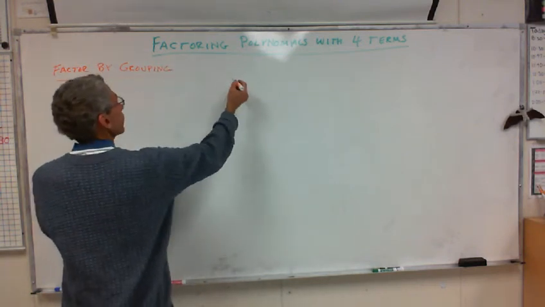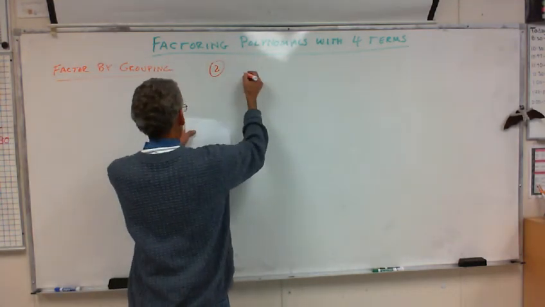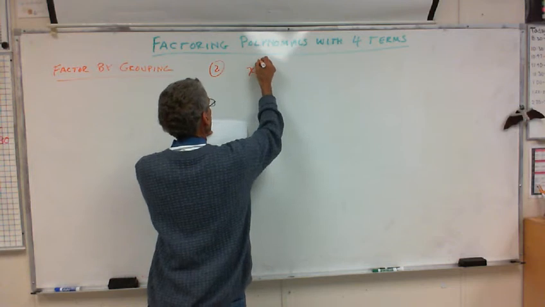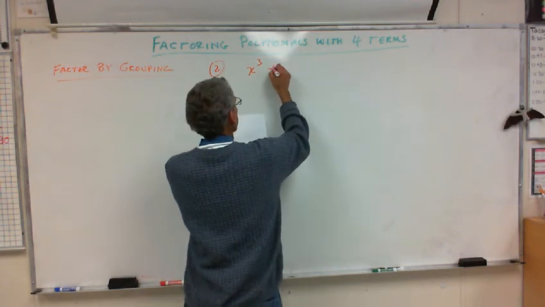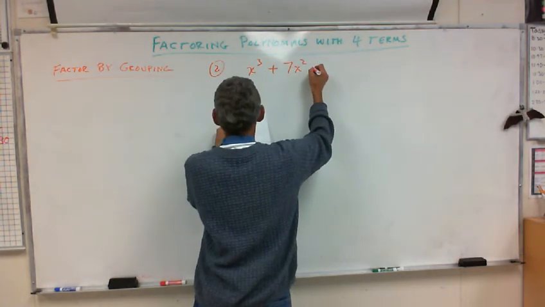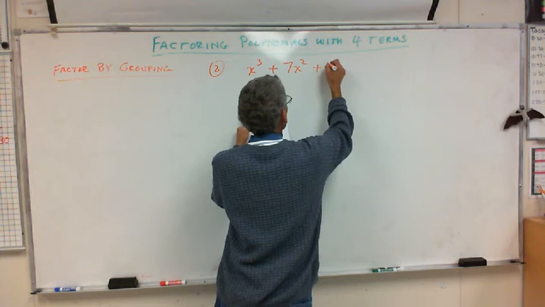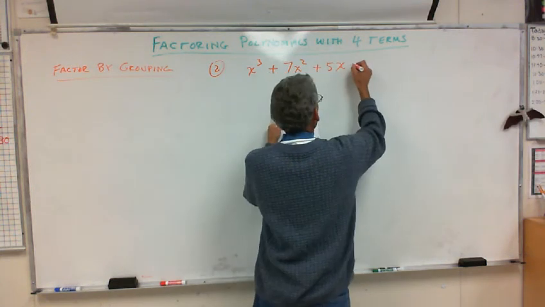All right. Okay, second one. We've got x cubed plus 7x squared plus 5x plus 35.